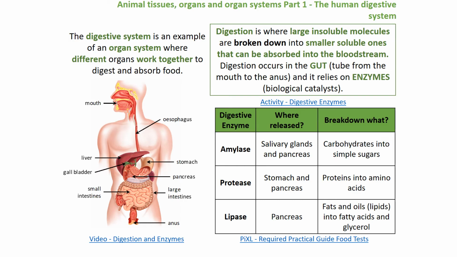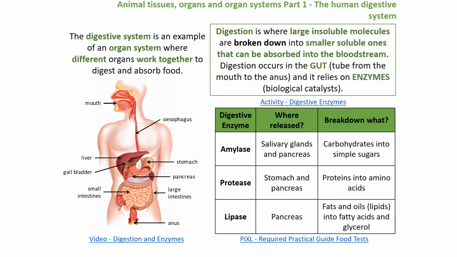So we're going to start with the human digestive system, and it is presuming that you know a lot about the digestive system from Key Stage 3. So in Key Stage 3, you do the parts of the digestive system, which you can see on the picture, and have a general understanding that it is there to digest and absorb food, that all of those organs together digest and absorb food.